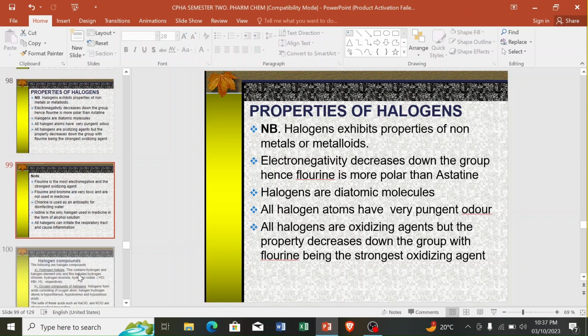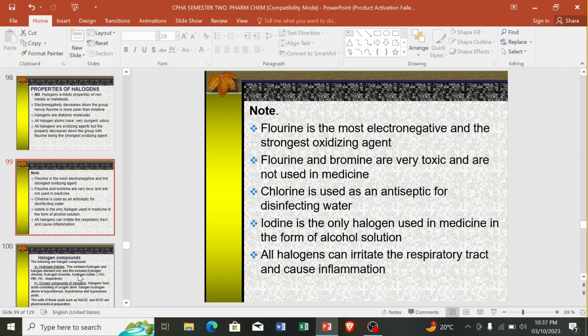However, we need to continue noting. We see that fluorine is the most electronegative and the strongest oxidizing agent, just like what we have said. Fluorine and bromine are very toxic and are not used in medicine. Elements fluorine and bromine, we are not going to interact with in the field of medicine, but we shall interact with chlorine and then iodine.